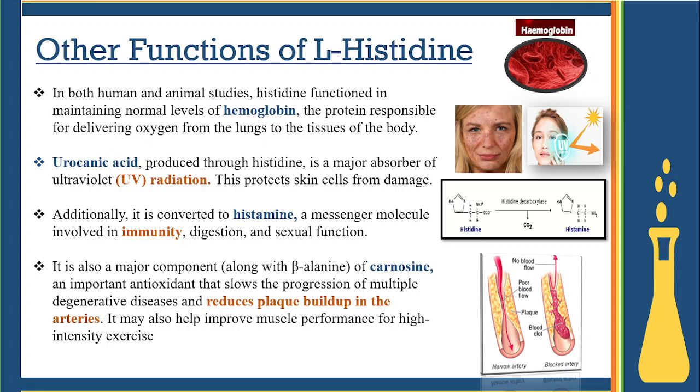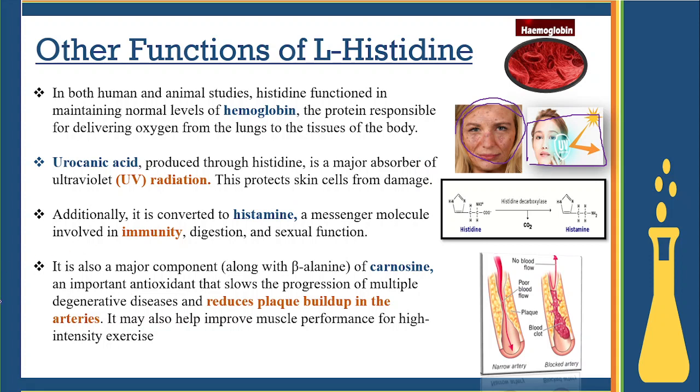Urocanic acid. It is basically an acid produced through histidine, which is the main absorber of UV radiation. If we don't have histidine, we don't have urocanic acid, so we can be like this. So histidine protects skin cells from damage, and it protects our beautiful skin against the dangerous UV radiation.